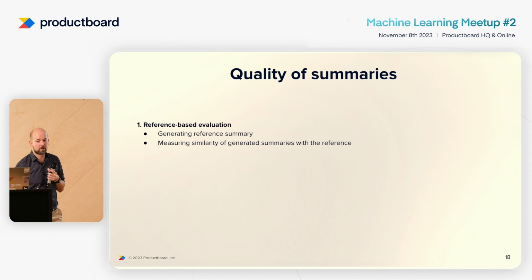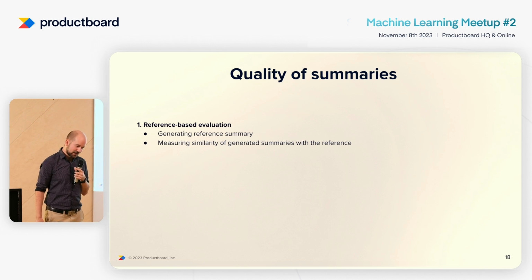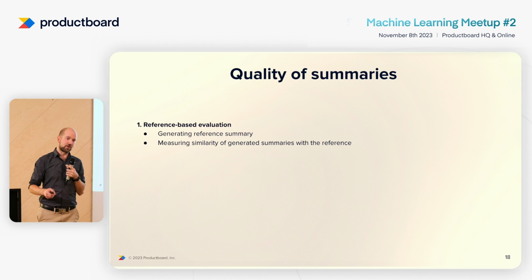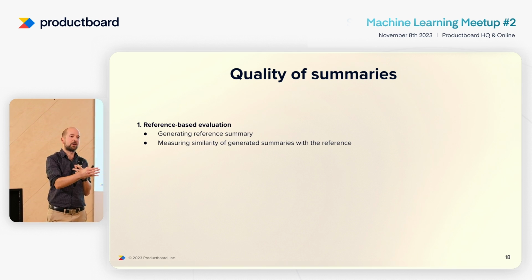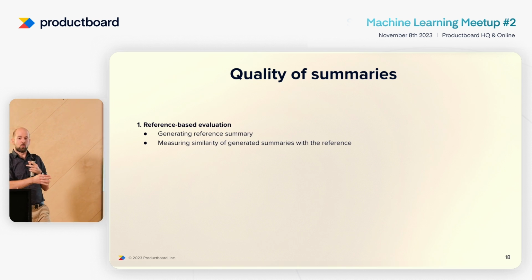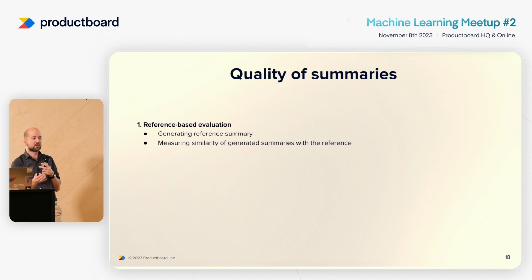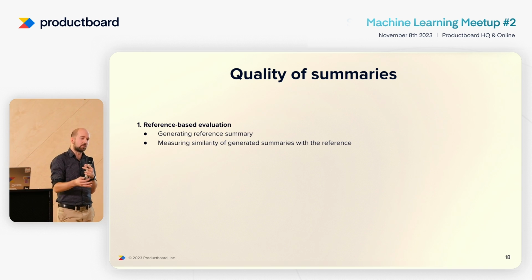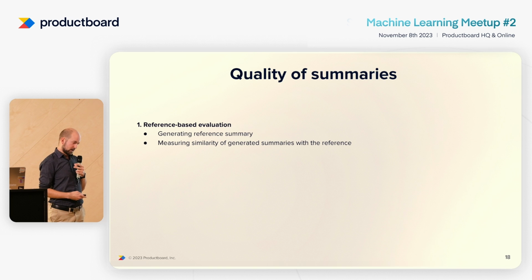The first group of methods is called reference-based evaluation. The goal of this method is that you generate the summary using the AI method. In this case, we use GPT to generate summaries. Then we ask a human to actually read the document and generate a summary. And then we compare those two summaries. Based on the similarity, we measure how good the summary generated by AI is.